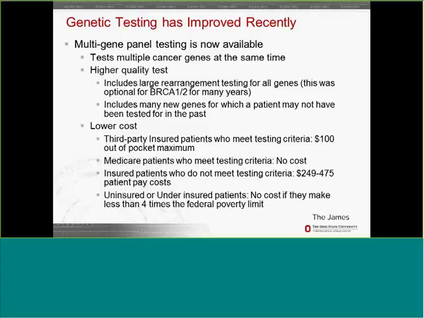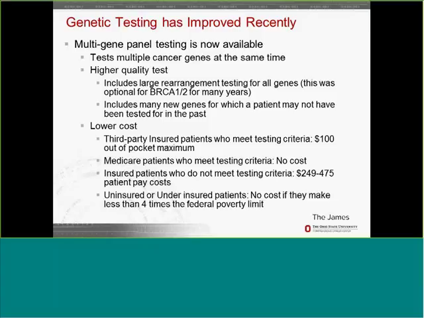And so you heard about the difference between BRCA1 and 2. Here's how the insurance works out. If you have third-party insurance and you meet testing criteria, you're almost always looking at $100 out-of-pocket max or less. If you have Medicare and you meet their testing criteria, you owe $0. And the testing criteria are the obvious things, like a couple cases, one diagnosed under 50.